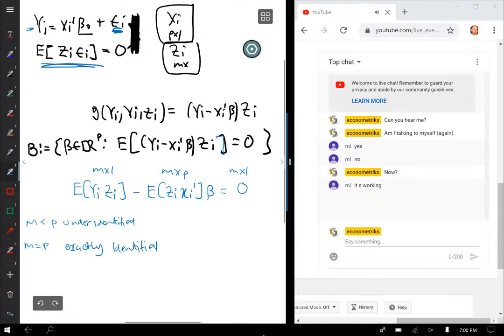And then m bigger than p, it's over-identified, and again, in this instance, there'll be no solution here, right?